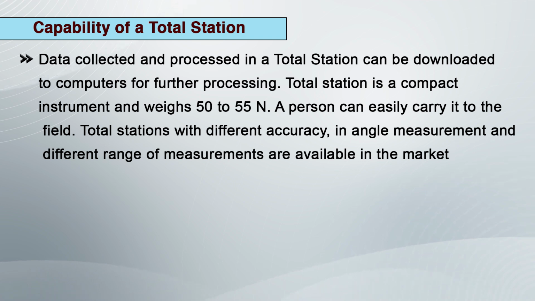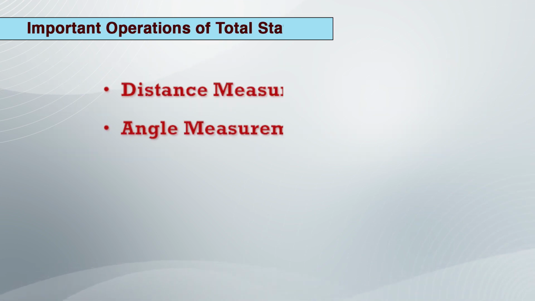Total station is a compact instrument and weighs 50 to 55 Newton. A person can easily carry it to the field. Total stations with different accuracy in angle measurement and different range of measurement are available in the market. The important operations of total station.